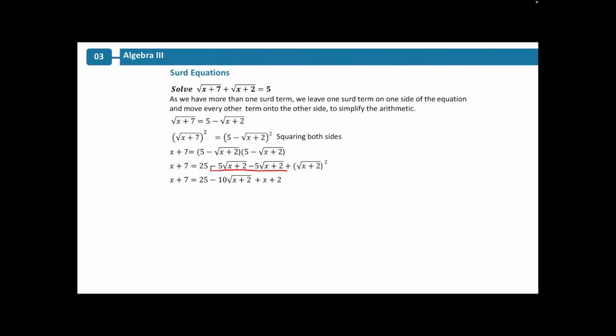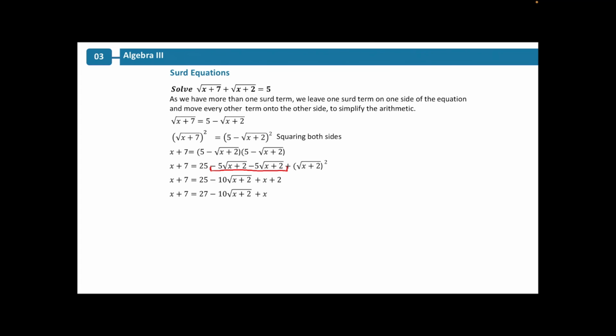So here we add together our surd terms. Minus 5 root x plus 2 minus 5 root x plus 2 leaves us with minus 10 root x plus 2. And then simplifying the square root of x plus 2 squared gives us x plus 2. Let's continue to simplify by adding together our like terms. x plus 7 equals 27 minus 10 root x plus 2 plus x.